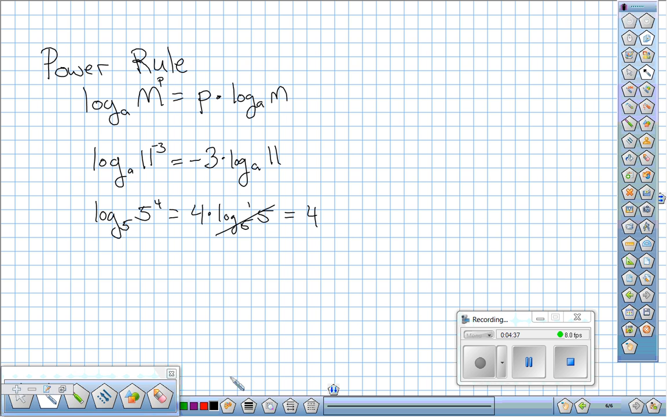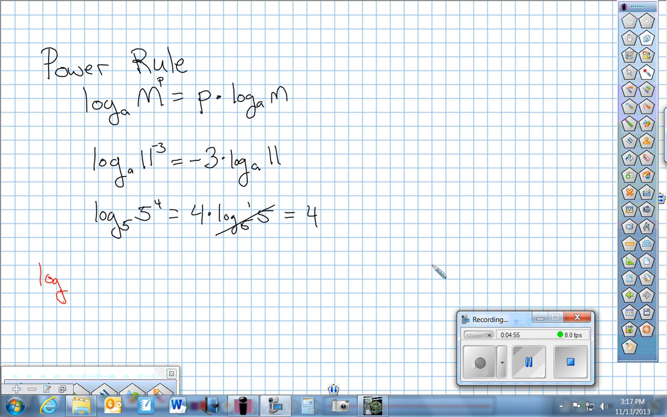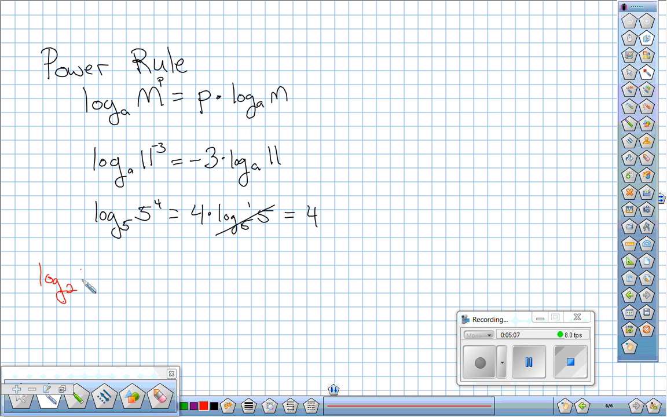Let's use some different rules to rewrite things separately. If I gave you a problem, we're going to use our product rule to rewrite this one. I have log base 2 of p cubed plus log of q base 2.